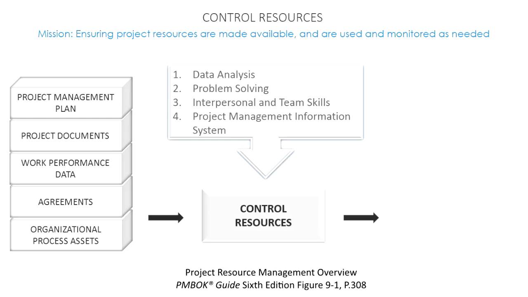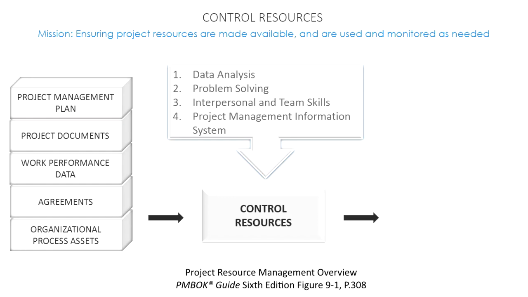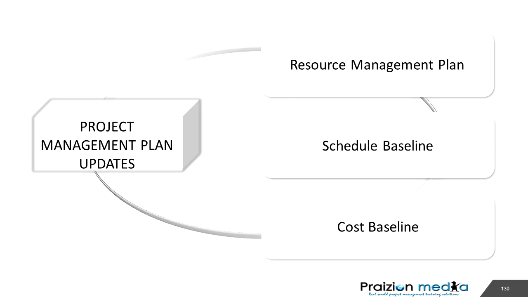The next output is change requests. Change requests can be raised as a result of corrective action that needs to be taken. And this change request, of course, goes through the perform integrated change control process. The next output is project management plan updates. We may need to update our resource management plan with resource related information, and also our schedule and cost baselines may also need to be updated as a result of corrective action that may need to be taken.